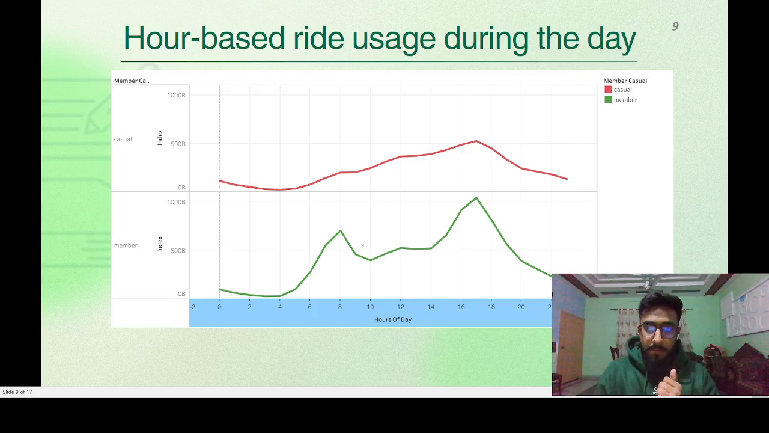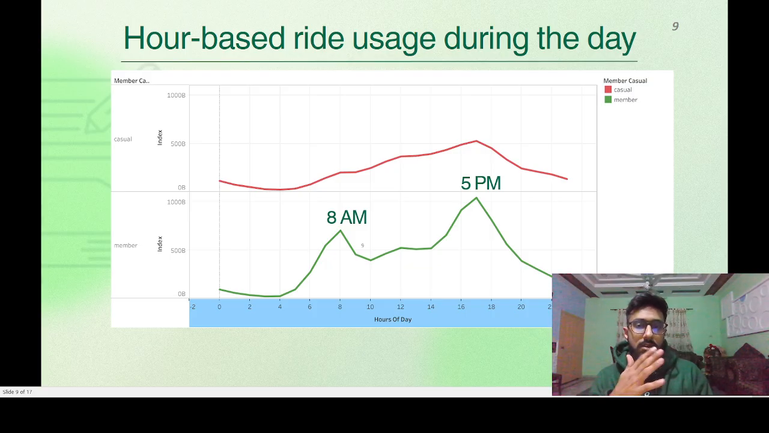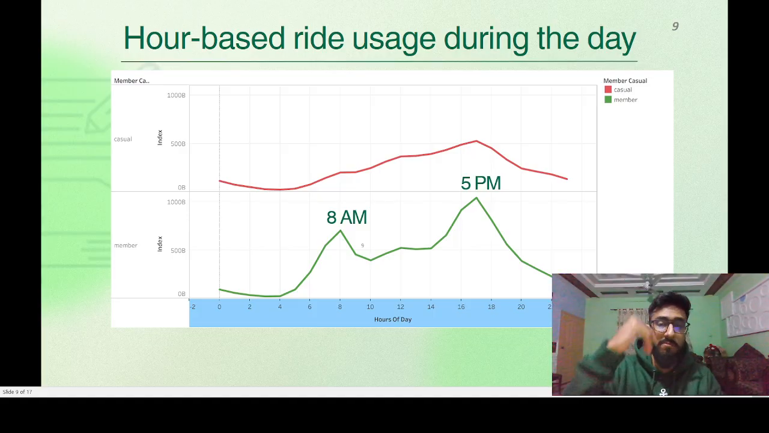And we can see a peak around 5 p.m. and 8 a.m. And when it comes to the casual riders, there is a peak around 5 p.m., the evening time, and there is no peak or increase at 8 a.m. Rather, it's slowly, gradually increasing up till 5 p.m.